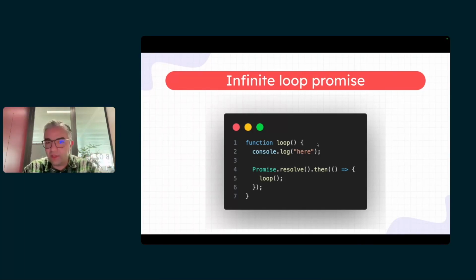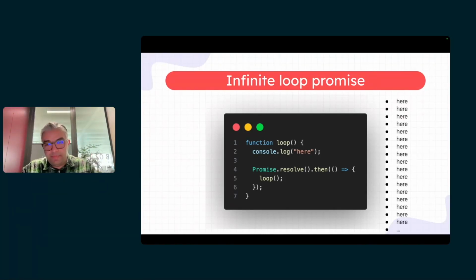Nice. So here is a code snippet that makes an infinite loop. I guess you can imagine we have a loop function, console log here, promise.resolve, and then running loop again. So it runs loop, console log here, then here, then here, then here. So it is an infinite loop.